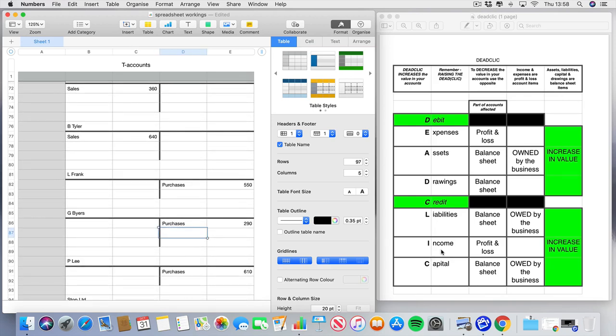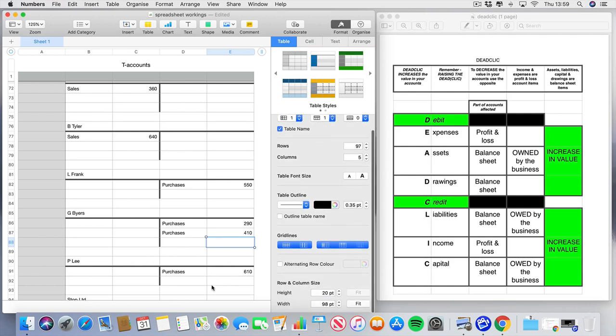So once again, we find the supplier account, so G buyers. So don't forget, we owe the supplier. It's a liability. It's owed by the business. We're increasing what's owed. We're increasing a liability, so it's a credit. So G buyers is 410. So we're going to say purchases 410, and P Lee is 1240. So we're going to go there. Purchases 1240.